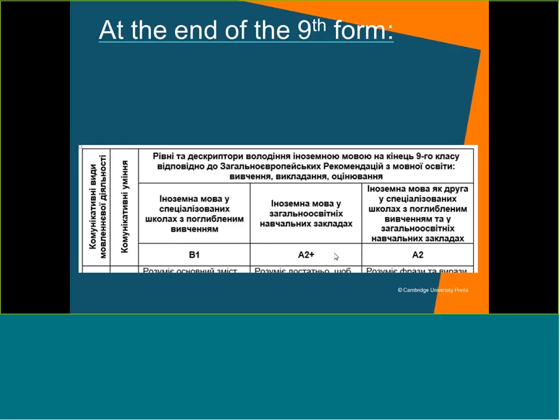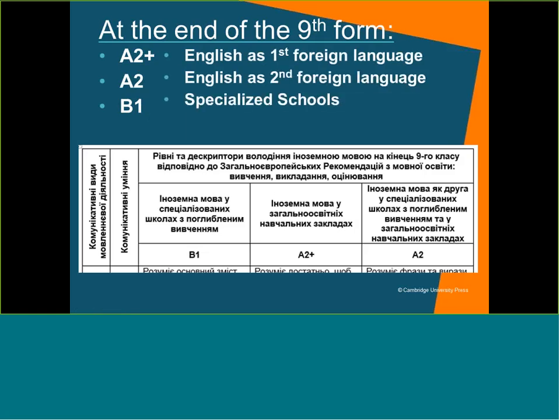But in our program, in the ministry program, you see that for schools where English is the first language, but not specialized schools, we have A2 plus. A2 for schools with English as the second foreign language, and B1 for specialized schools. And you can see here, yes, B1 we have for the 11th form if the school is not specialized, but it's B1 plus. But we have B1 at the end of the 9th form for specialized schools, for schools with English language bias.